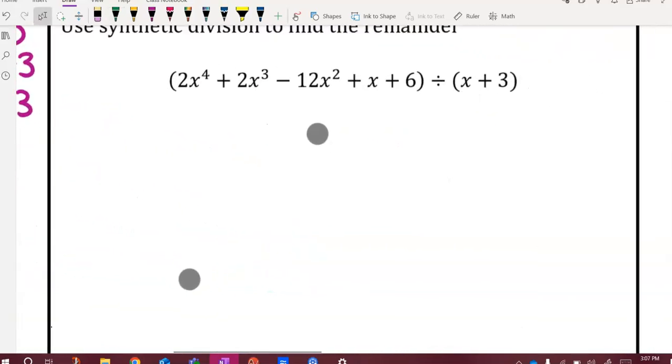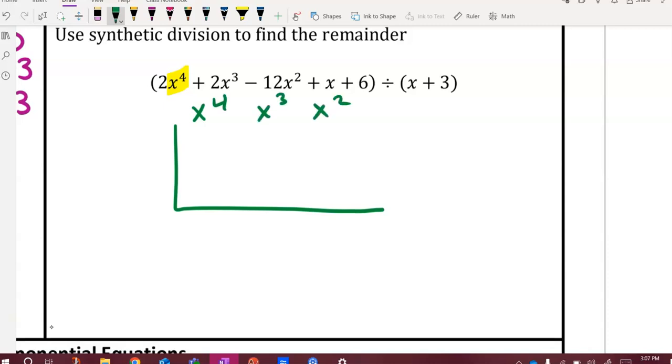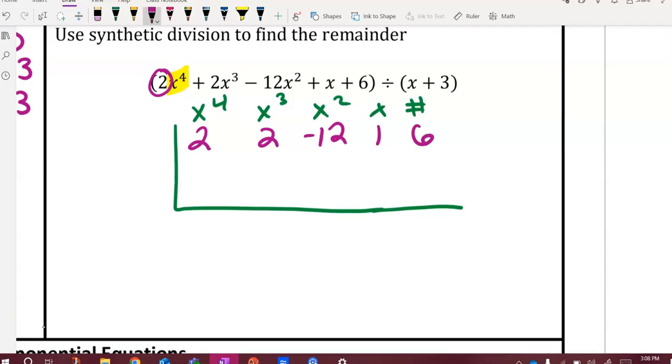All right, next one, let's go ahead and set up our big L. Across the top, let's start with our coefficients, or sorry, not coefficients, the degrees, the exponents. Our highest degree is 4. We just set it up going down. Okay, now we can go ahead and write the coefficients below. We have coefficients of 2, 2, negative 12, 1, and 6.